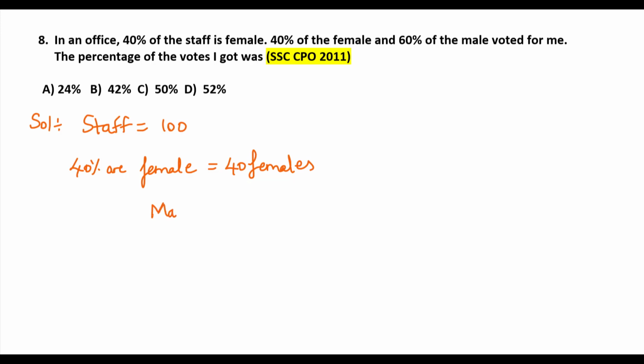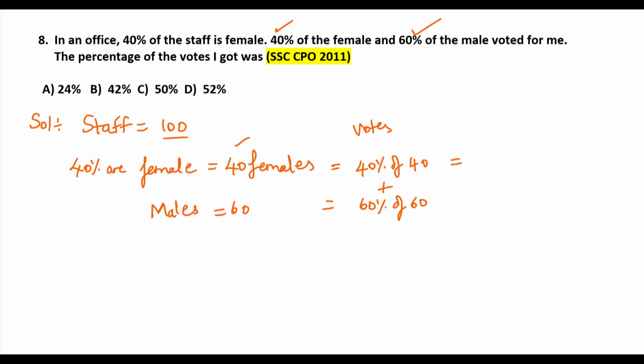Obviously, how many males will be? Males will be 60, because total 100 and out of 100, 40 are females. Next, what I understand from the question is 40% of the female and 60% of the male voted for me. That means the votes I got is 40% of 40 plus 60% of 60.